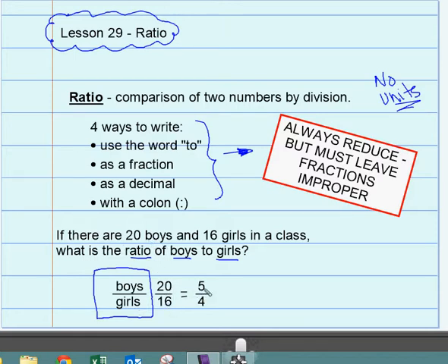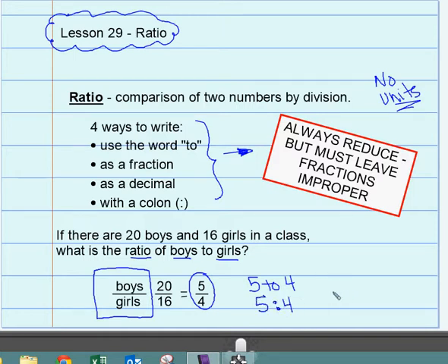And then notice that you have to reduce your fraction. But improper is fine, because I need just two numbers. If I make a mixed number, then I have a whole number and a fraction, and I don't know where the boys are and the girls are then, because there's three numbers. But if I tell you there are 5 to 4, and it's boys to girls, you should know what we're talking about. This could also be written as 5 to 4 or 5 colon 4.